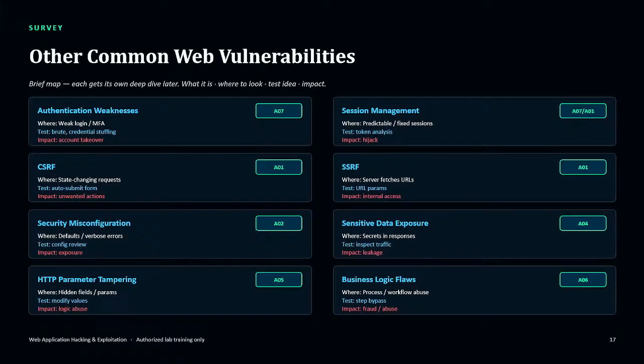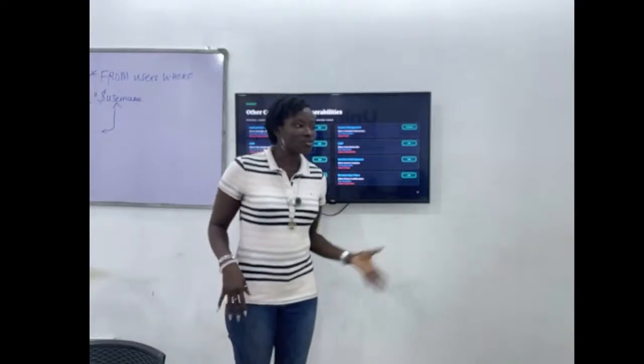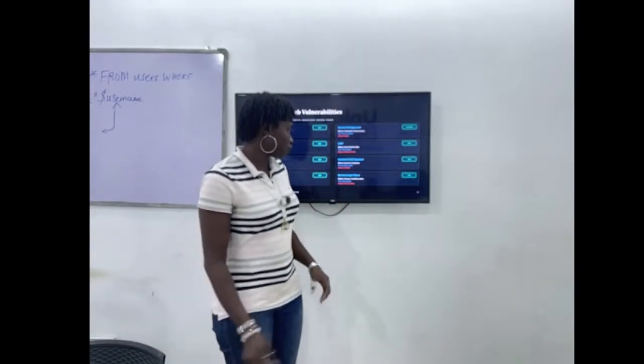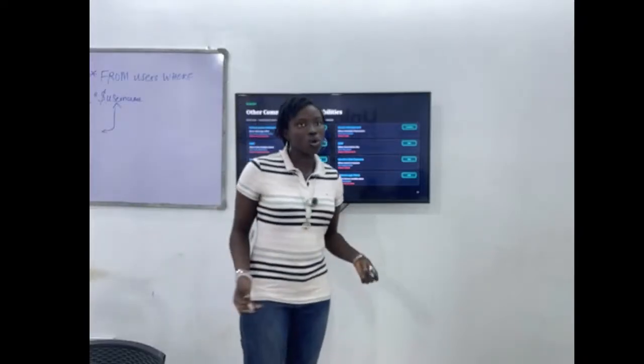You also have HTTP parameter tampering. People are changing information that your HTTP requests and responses are getting. Sensitive data exposure, secrets in responses. As you're collecting the information, it's giving you more information than you required in the first place. You are changing some things, it's giving you even more information. And you have business logic flaw. You have your process or workflow abuse.